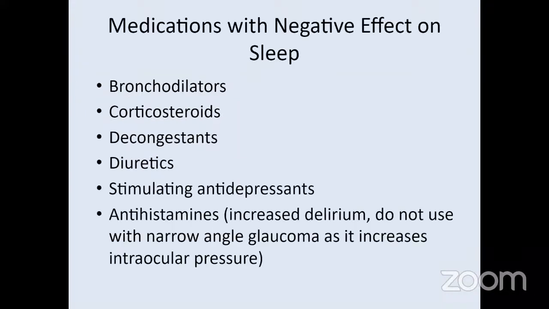So what are the medications that have a negative effect on sleep? These include bronchodilators and corticosteroids, because cortisol is one of the hormones that have a role in the regulation of sleep. Also, decongestants, diuretics, and stimulating antidepressants. They have a stimulant effect that can impair sleep. Also, antihistamines, because they increase the risk of delirium, and they should not be used with narrow angle glaucoma, as we know, because they increase intraocular pressure.